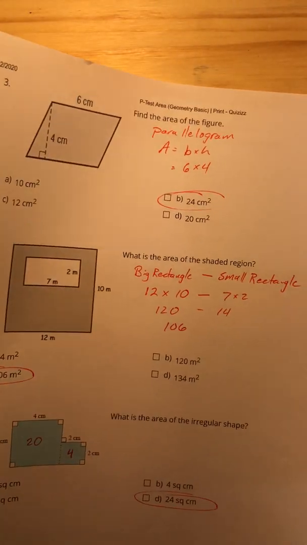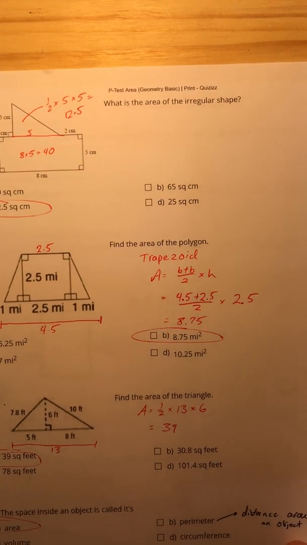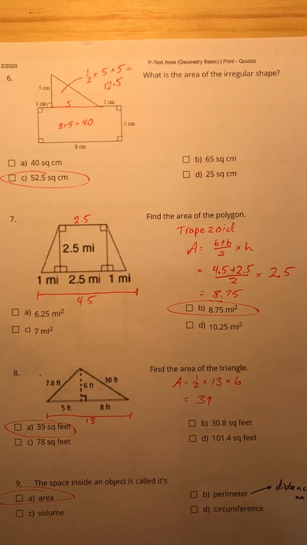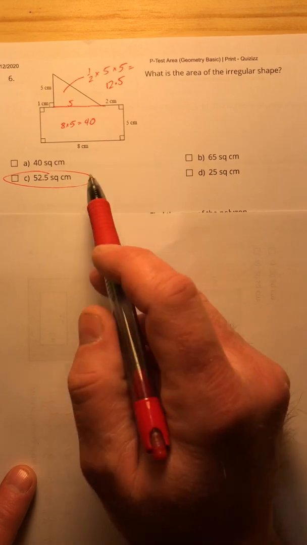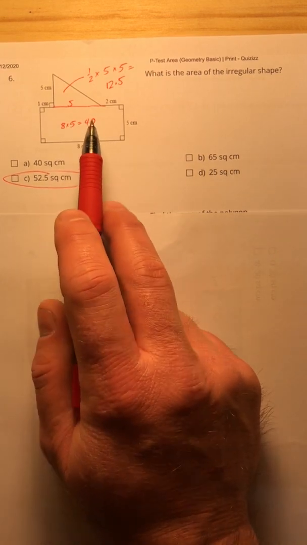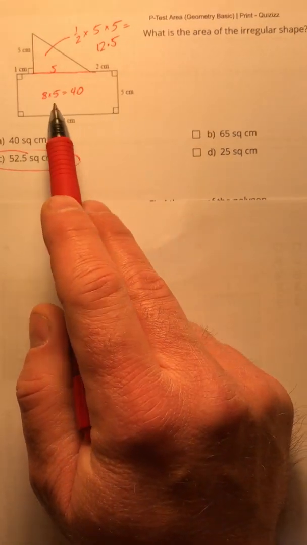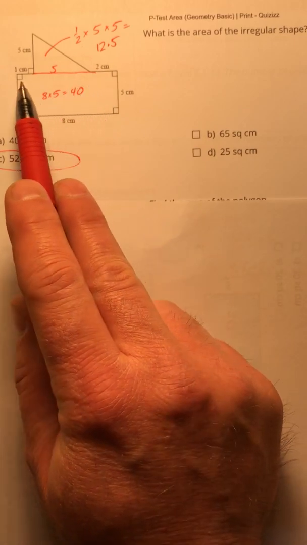Problem number 6. All right, the area of this irregular shape. That might be too much at once. Okay, so we have to find the area of this rectangle. That part should be easy. That's just going to be 8 times 5, and we get 40 for this big rectangle on the bottom.